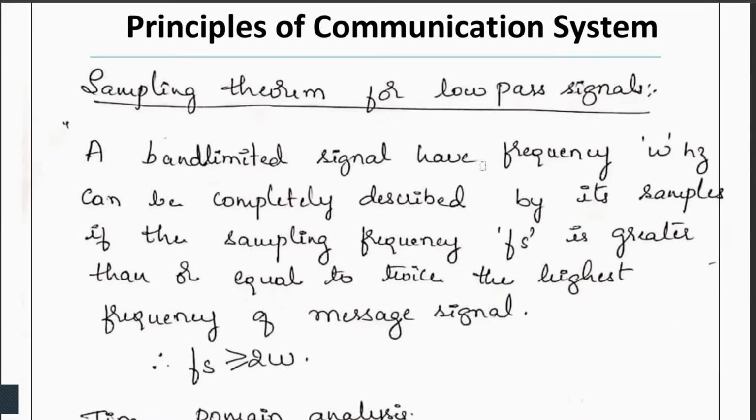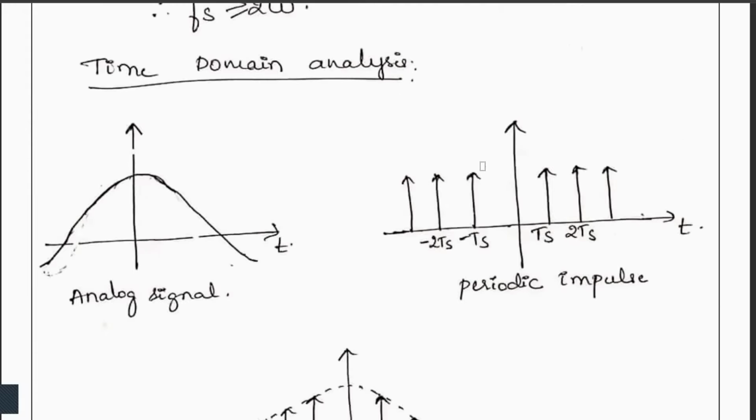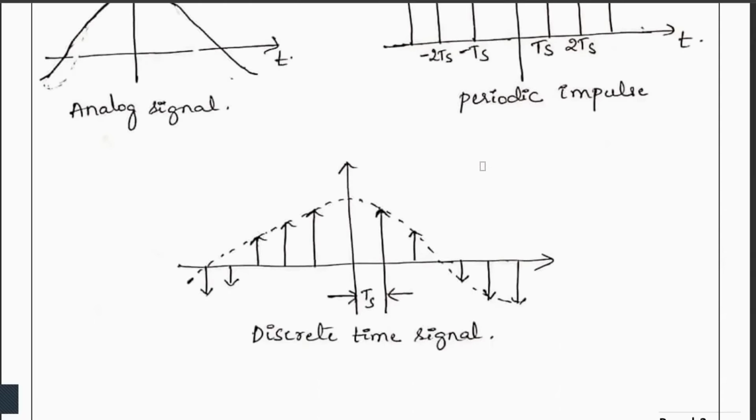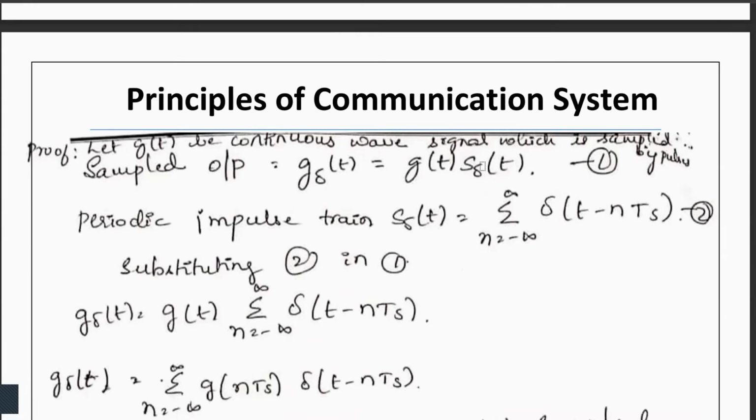You need to know the sampling theorem for the low pass signal. It is a band limited signal that has frequency omega hertz and can be completely described by its samples if the sampling frequency, that is fs, is greater than or equal to twice the highest frequency of the message signal, that is fs is greater than or equal to 2 omega. In the time domain analysis, the analog signal is given like this, periodic impulses are there, so the discrete time signal is represented like this. Now comes the proof.